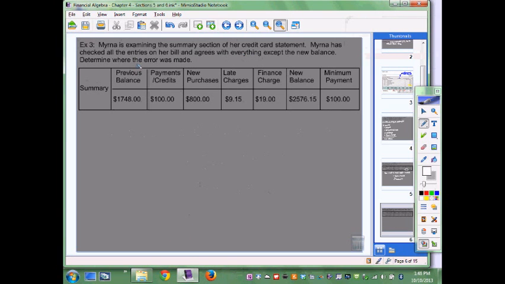Our summary section, she agrees with everything. She says, okay, yeah, that's good. Nope. So we're going to figure out the error. So from what we know, we take this 1748 and we subtract 100. We add her new purchases, we add the late charge, and we add the finance charge. And what we come up with when we do all that is 2476.15.